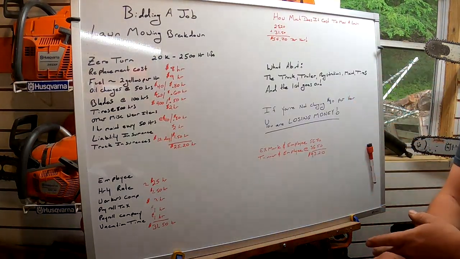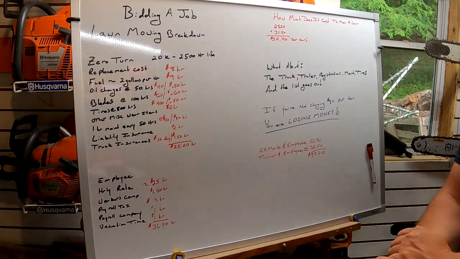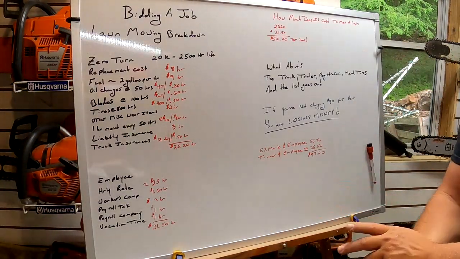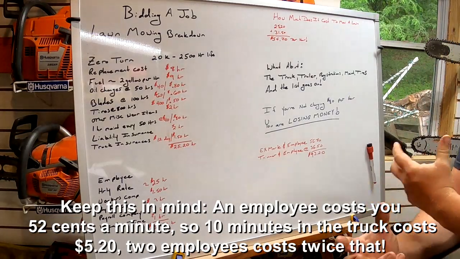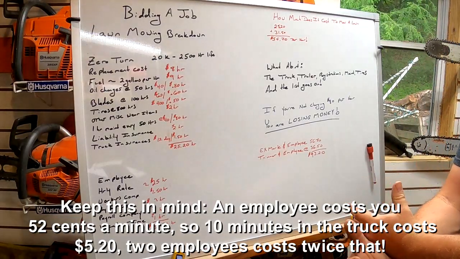It was 5 minutes out of the way. Well, it's only 10 minutes. It's not that long. If it's 10 minutes, you're already in the red. There's no way you made any money on it. All these things are really important things to think about when you're bidding the lawn.